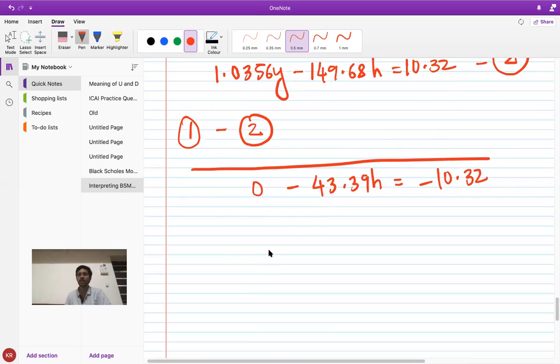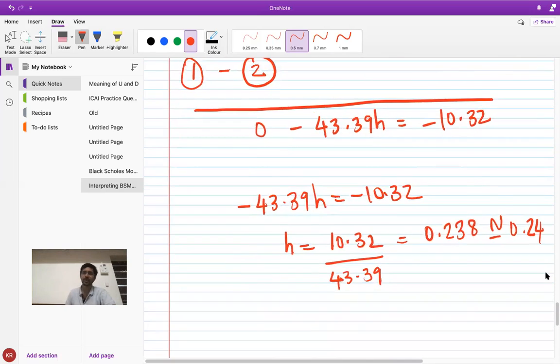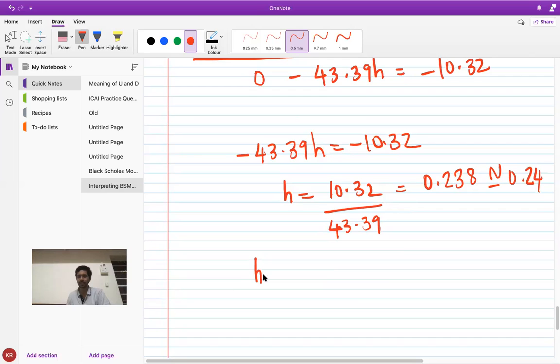Now I have minus 43.39h equal to minus 10.32. The minus and minus get cancelled, so h is equal to 10.32 divided by 43.39. 10.32 divided by 43.39 is equal to 0.238 actually, and I'm rounding it off to 0.24. So h is equal to 0.24.